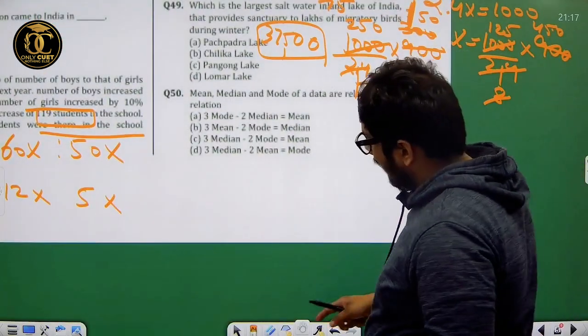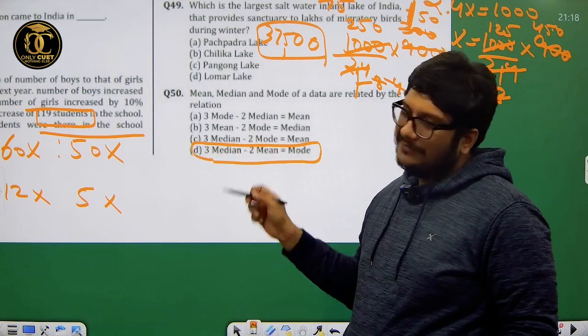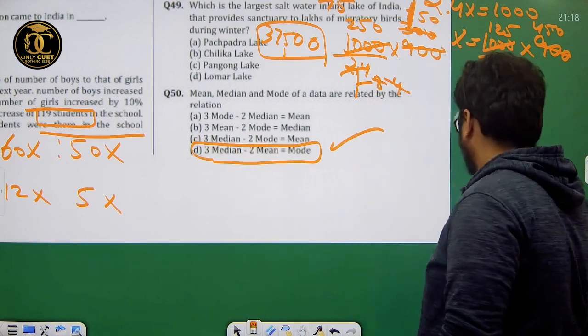See, this is a simple calculation of statistics. It says 3 median minus 2 mean is equal to mode. This is something we should remember. Straightforward question. Question number 50.